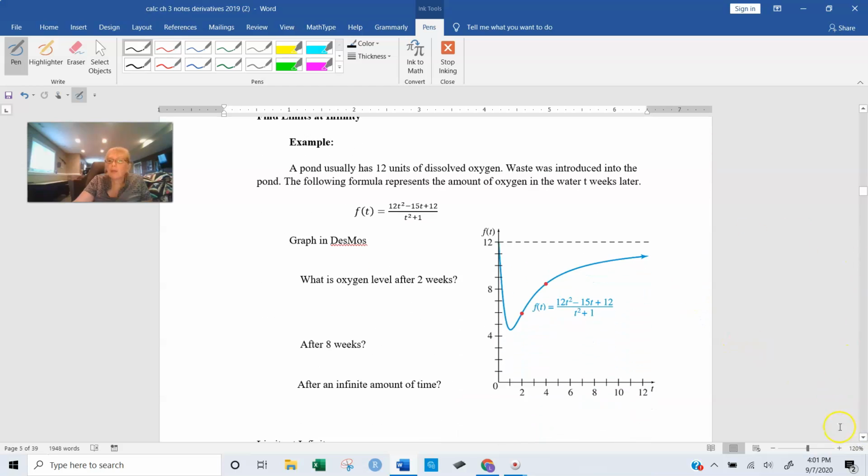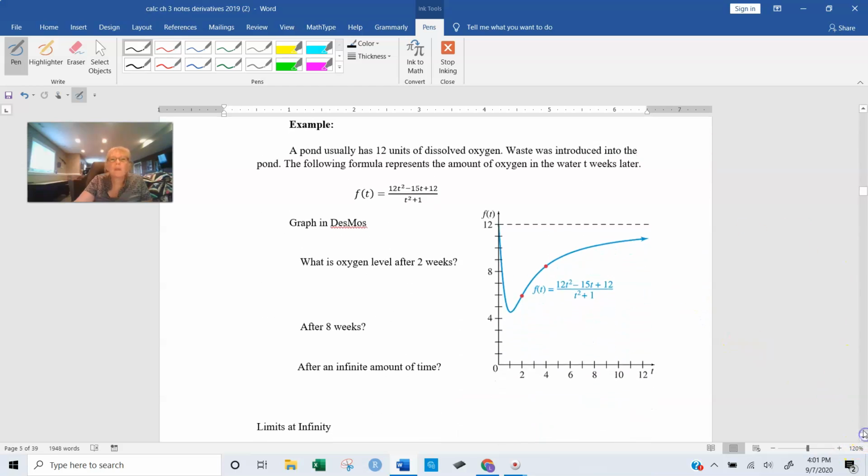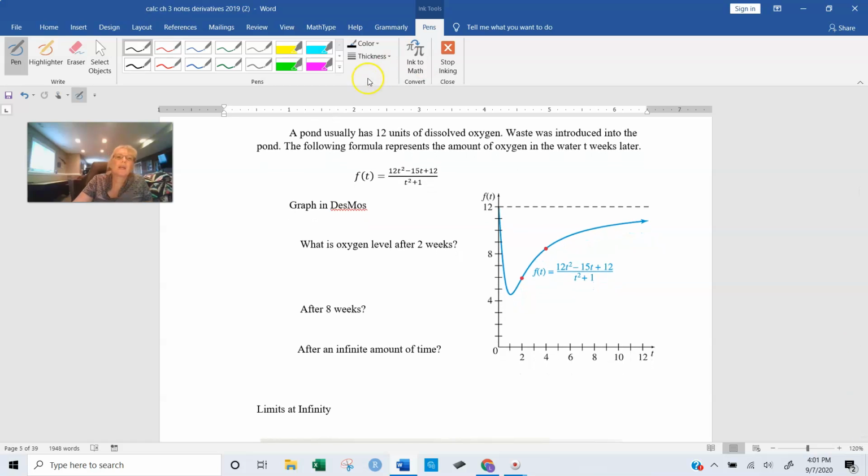All right, here we're just reading from a graph. So you should be looking at science. The pond has 12 units of dissolved oxygen. Waste was introduced to the pond. That formula represents the amount of oxygen in water T weeks later. So what is oxygen level after 2 weeks? So let's go to 2 weeks, and I've got right here, roughly, what is that, 6? Okay, so after 2 weeks, it's 6.